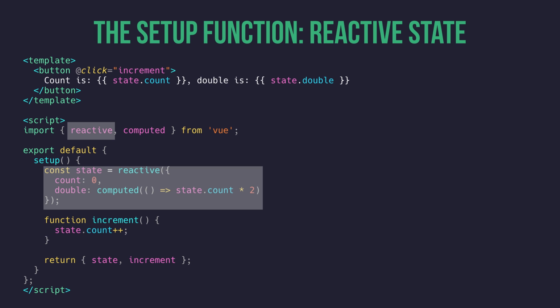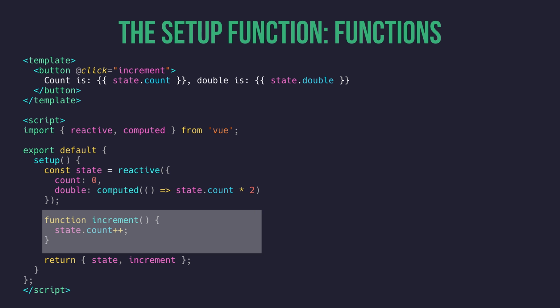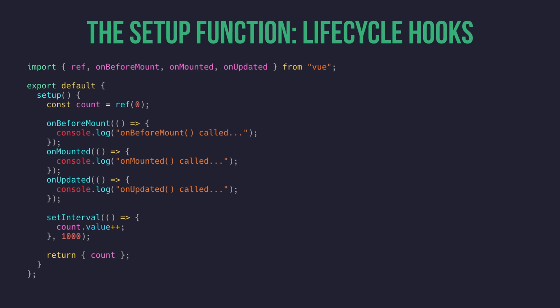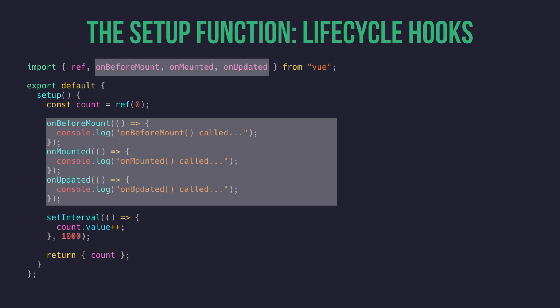So you're creating some reactive state here. You can also just write your functions within the setup function. So any normal function that you might have put in the methods block before, you can create here. You also have lifecycle hooks. So if you want to import those, you can use those just as you did before. So here I have onBeforeMount, onMounted, and onUpdated.